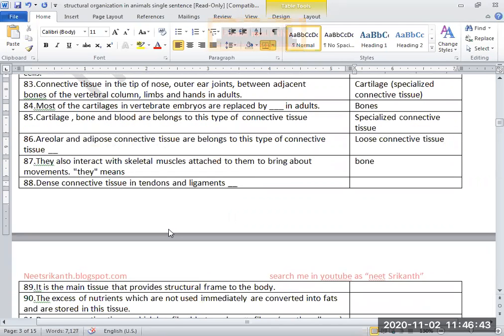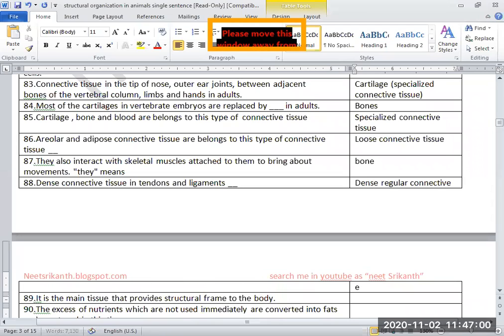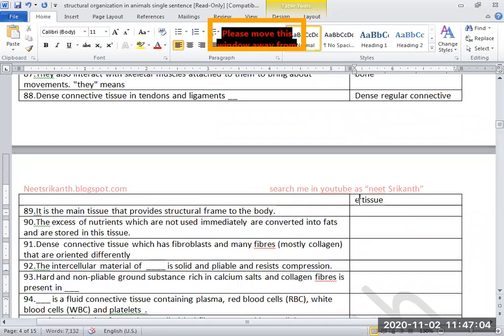Dense connective tissue in tendons and ligaments is dense regular connective tissue. Then, it is the main tissue that provides the structural frame to the body. The tissue which provides the structural frame to the body is bone. Okay, very good.